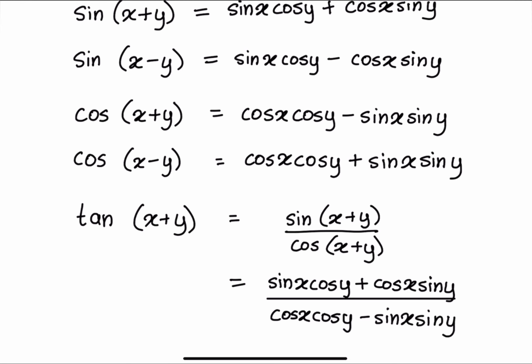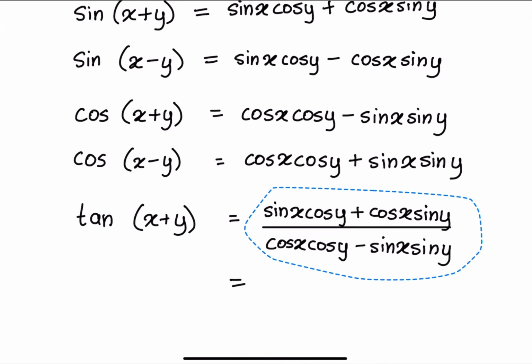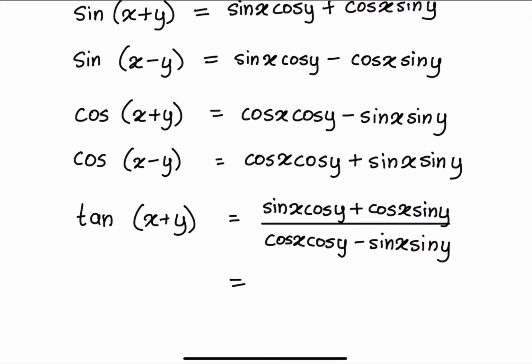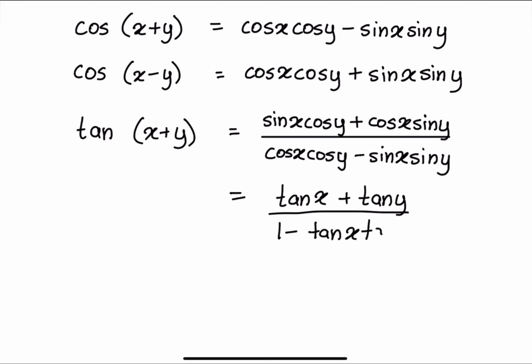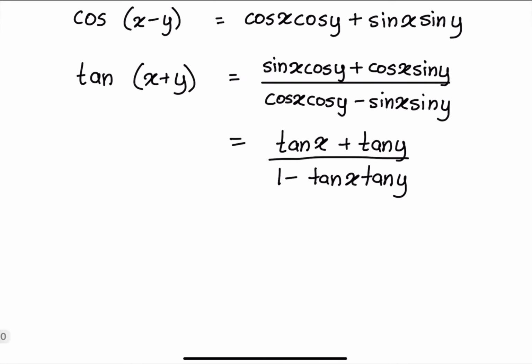But there is another way of writing this down. Instead of writing this whole thing over here, we can simplify it and write it down as tan x plus tan y divided by 1 minus tan x tan y. So this is the same thing as the term we have written before.